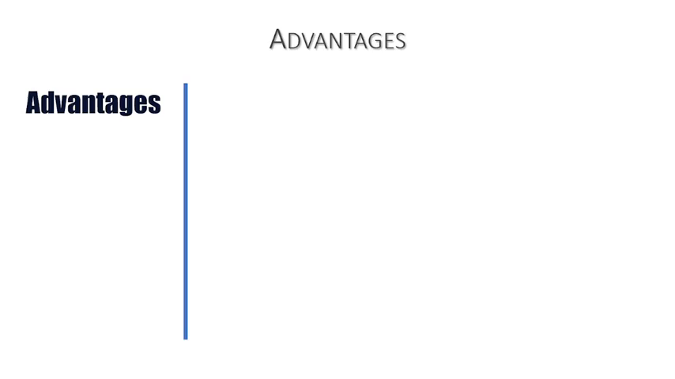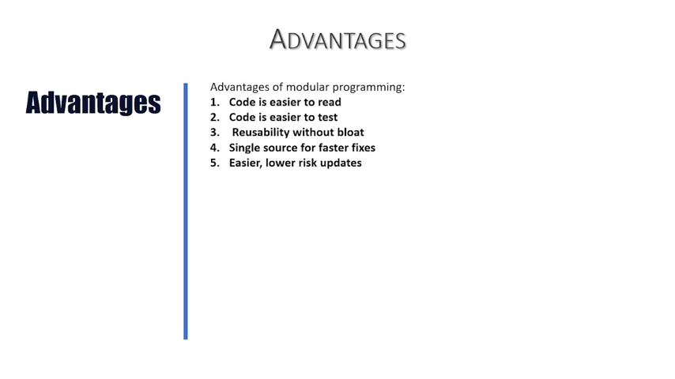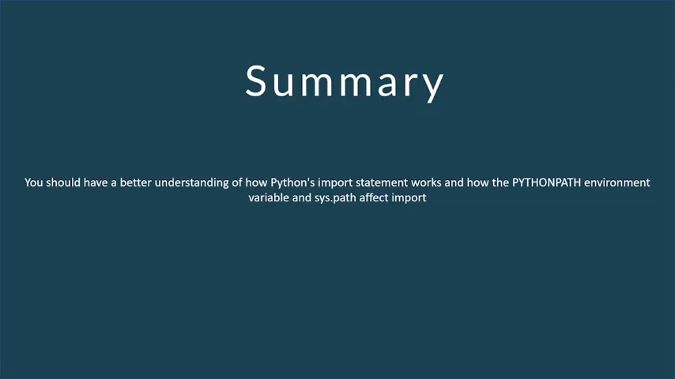Now comes the advantages. What are the advantages of modular programming? Code is easier to read, code is easier to test, reusability without bloat, a single source of faster fixes, and easier, lower-risk updates. The main ones are that code is easier to read, code is easier to test, and definitely code is easier to maintain.